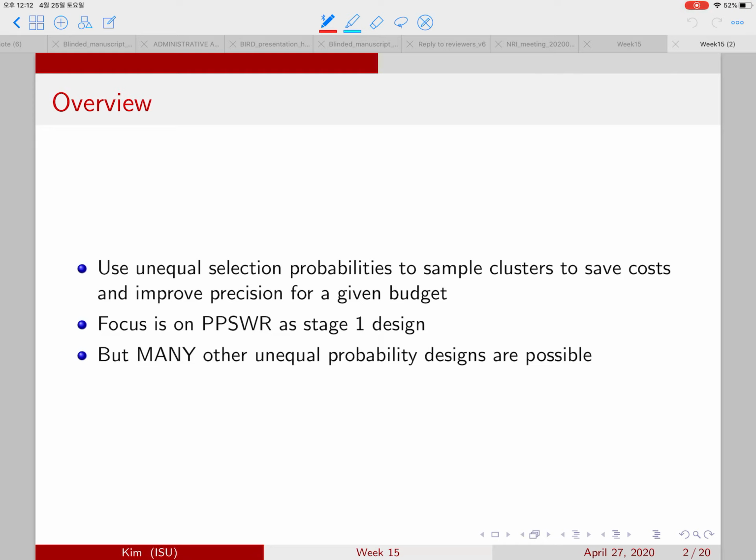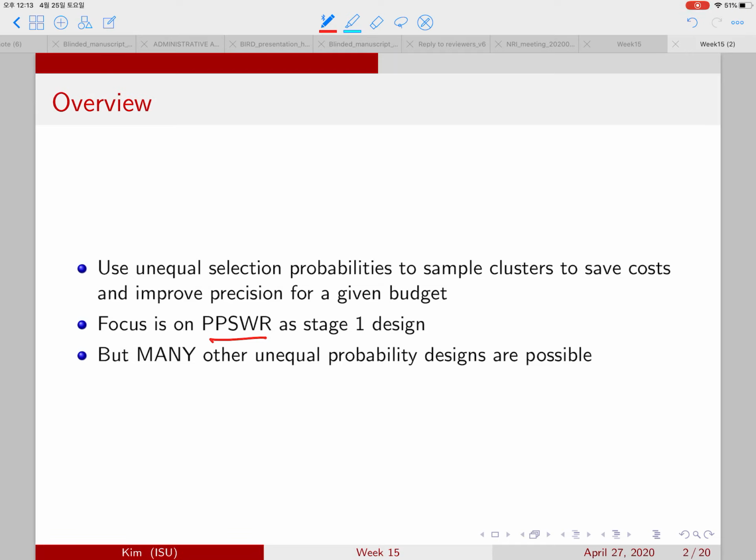Last week, we studied cluster sampling using simple random sampling in the first stage. However, if cluster sizes are unequal, we can use unequal probability sampling design to improve the precision of survey estimates. Furthermore, by applying the second stage sampling, we can save cost further. We will consider only PPS with replacement as the stage 1 design.